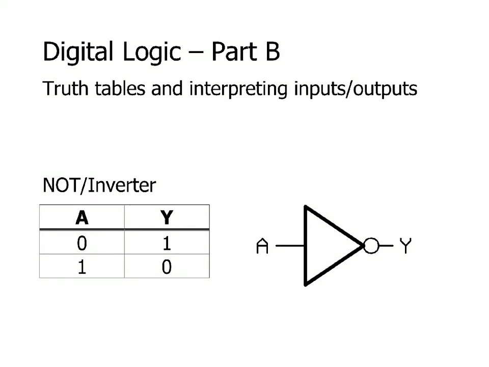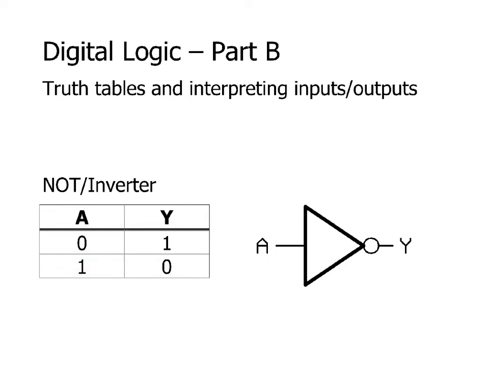Alright, here we are at the second part of our videos about digital logic. This one we're going to introduce what's called a truth table, or truth tables, for these various digital logic gates. And then we're going to interpret basically the inputs and outputs in terms of zeros and ones. Remember that a 0 means off, a 1 means on. Alternatively, 0 can mean low and 1 would mean high.